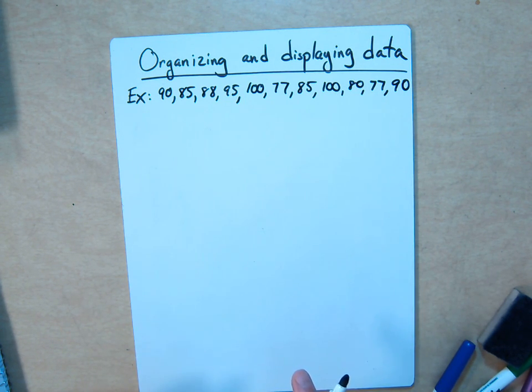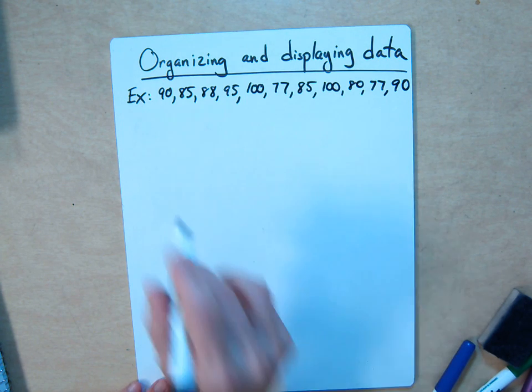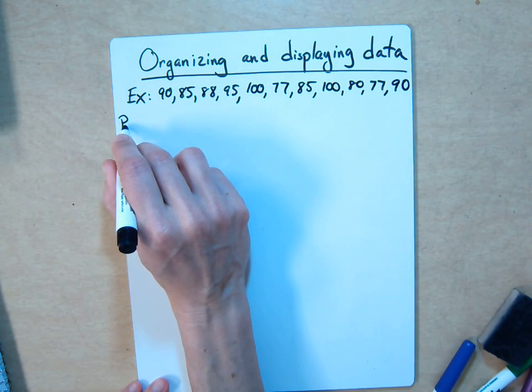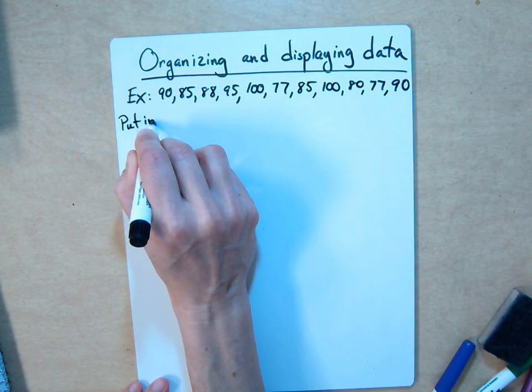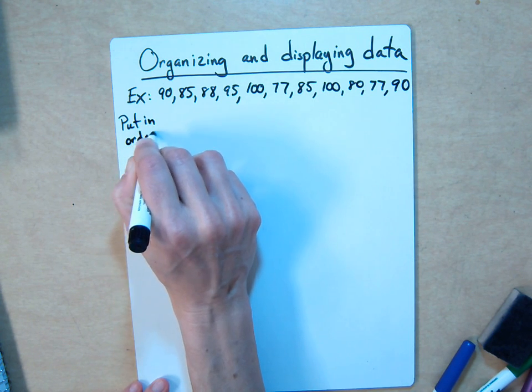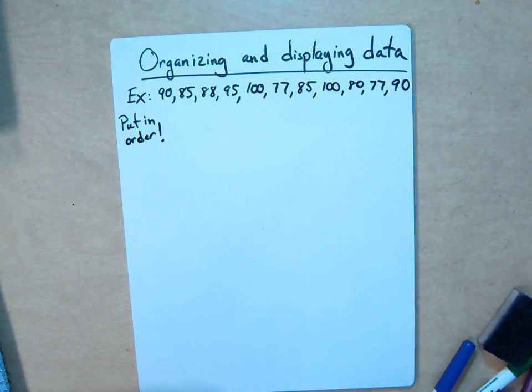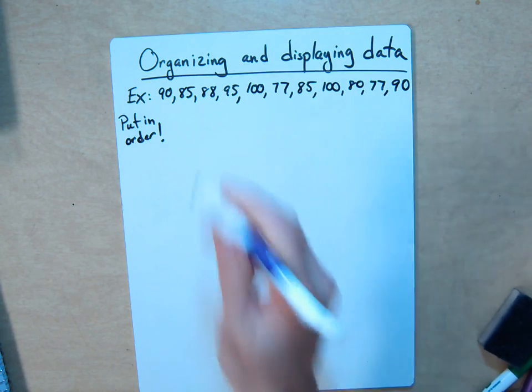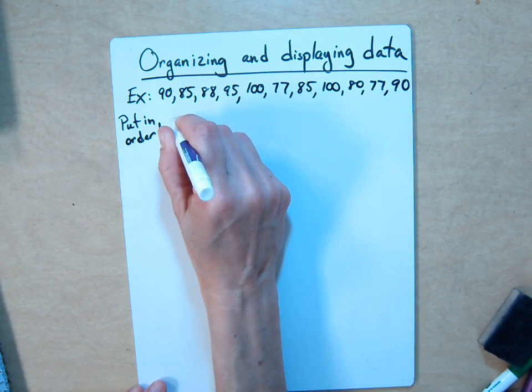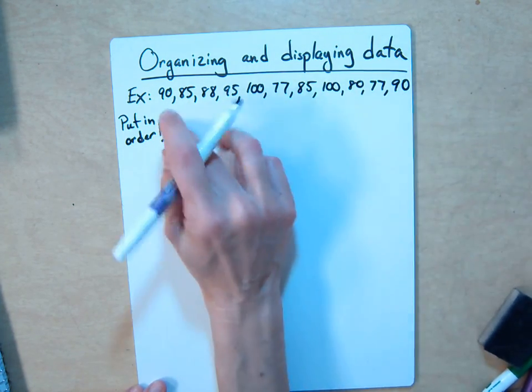And the first tip is when you're looking at that and it's not even in order, it's very hard to make any sense of it at all. So the first thing is put your data in order. Even when you copy it down, when you're given it, put it in order. Okay, so let's do that so we can start to see this. So the lowest, that tells us the lowest scores are in the 70s.